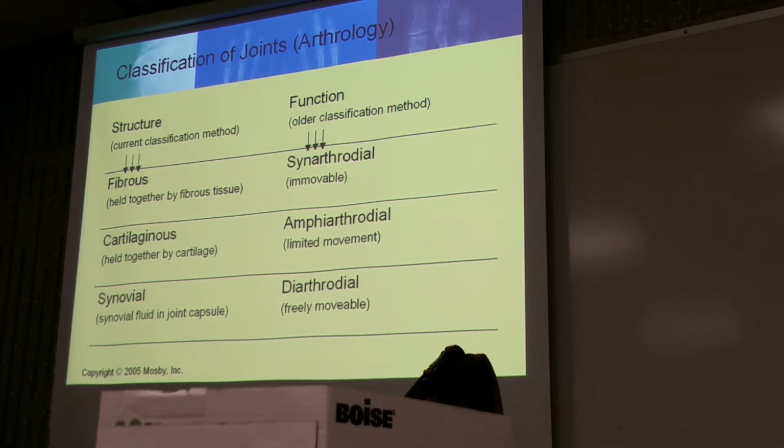It was either synarthrodial. Synarthrodial means immovable, and a good example of an immovable joint are the sutures of your skull cap. Because your skull cap is composed of several bones. It's not one large bone, it's composed of several bones. And they're held together by a fibrous type of fibrous tissue.